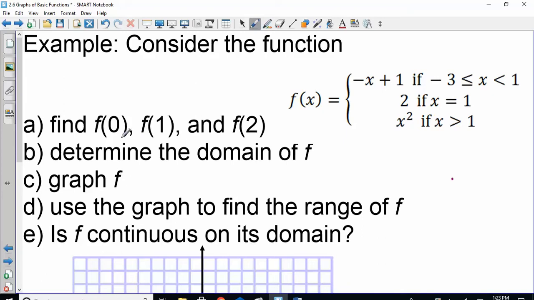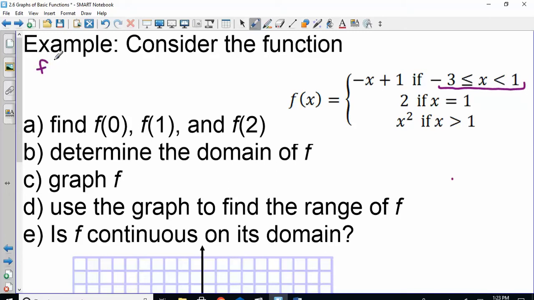So the first question, there's some on the homework like this. Before I ever graph, I'm asking you to find f of 0, f of 1, and f of 2. Now it's a function. That means when you plug something in, you can only get one answer out. So when I do f of 0, there can only be one answer. So if you put in a 0, which of these three things do we use? The top, because 0 is between -3 and 1.